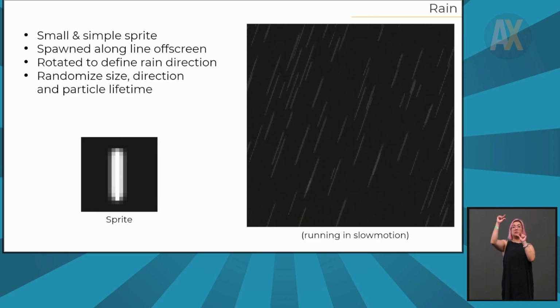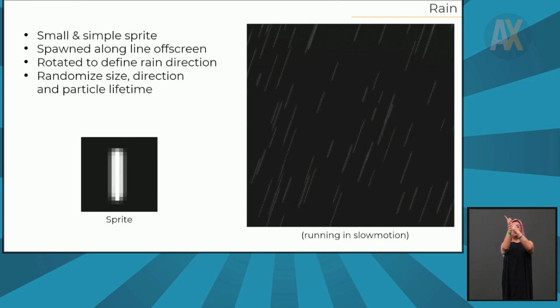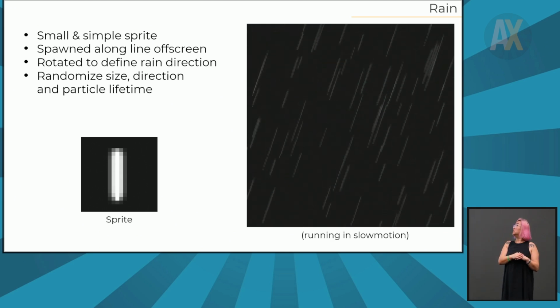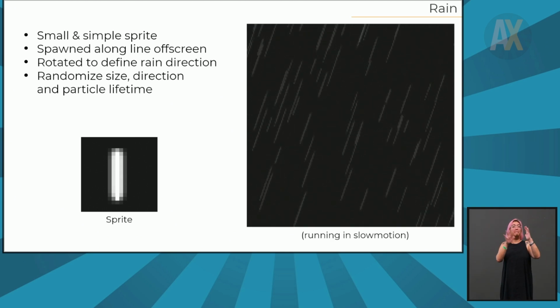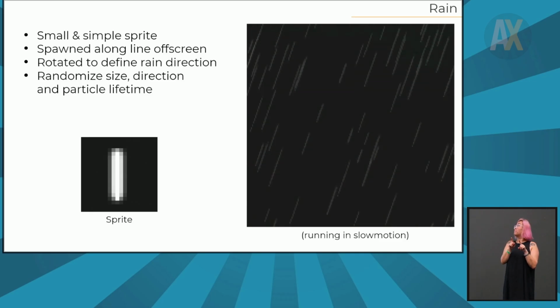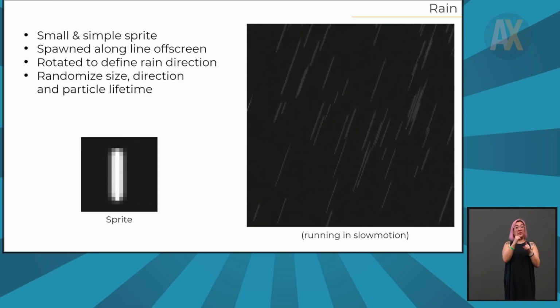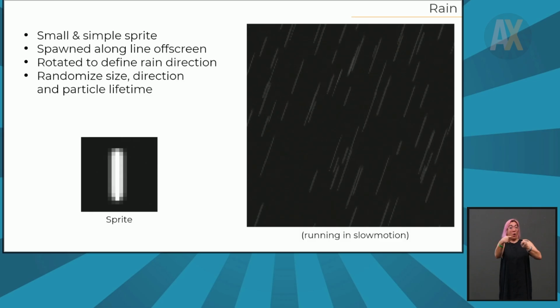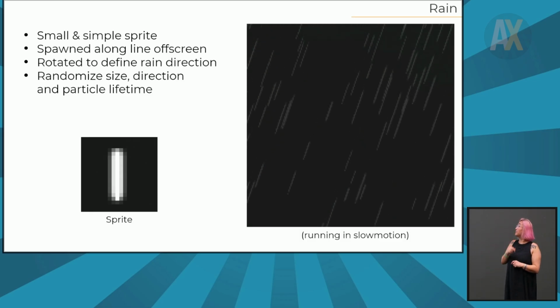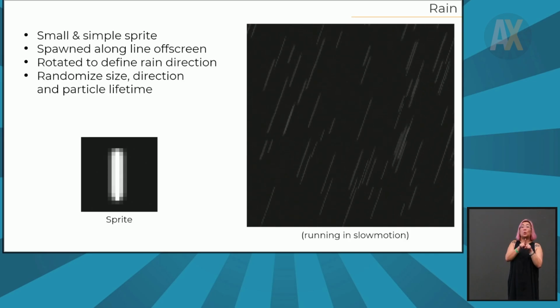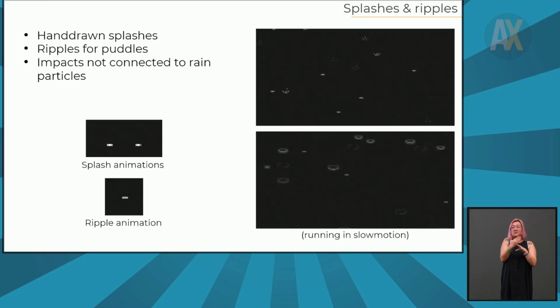I also randomized the size and direction of the rain to give it a little bit more variation between the raindrops. And I also randomized the amount of time a particle stays alive, which essentially means how long it is visible before we remove it. This last point actually made it feel a little bit more like the water wasn't just passing by the screen, but actually impacting the ground, as some of the drops would disappear and some wouldn't.